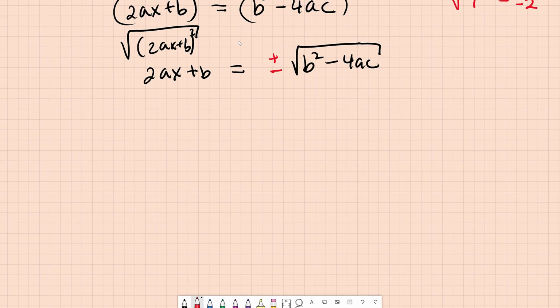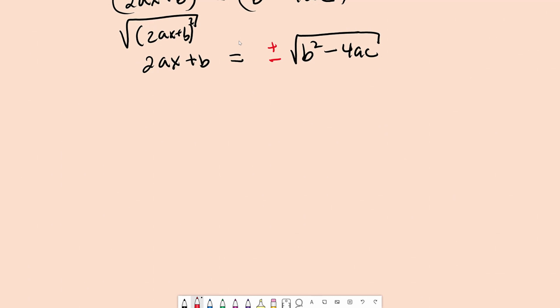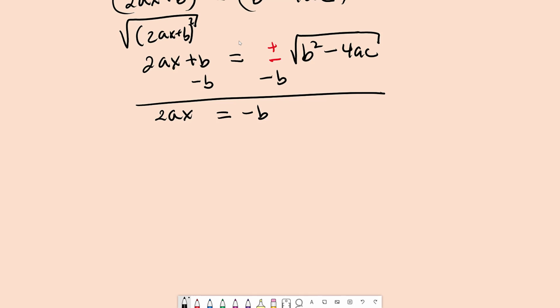Well, our next step is going to be to subtract b from both sides. Minus b, right? So we have on our left 2ax, and on our right we have minus b plus or minus the square root of b squared minus 4ac, right? Our final step will be to divide by the coefficient of x. What is the coefficient of x?